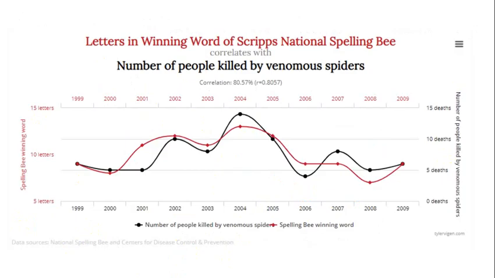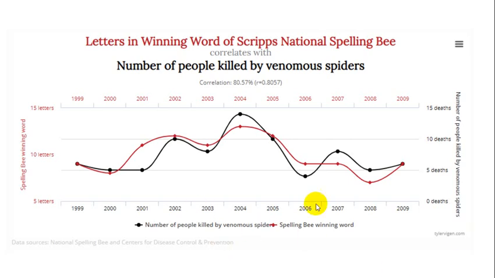Okay, line plots can have more than one vertical axis. You can have more than one thing on your line plot. Here's a great plot showing the undeniable correlation between the number of letters in the winning word of the Scripps National Spelling Bee and the number of people killed by venomous spiders every year. Remember, correlation is not causation. This is from a website called Spurious Correlations, for those of you who haven't come across it yet. There are hundreds of these hilarious correlation pairs.